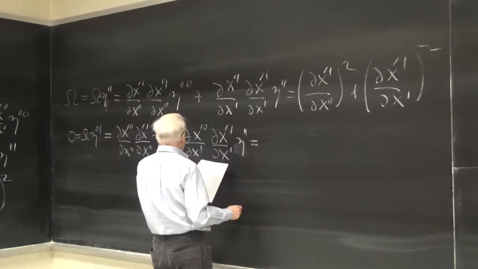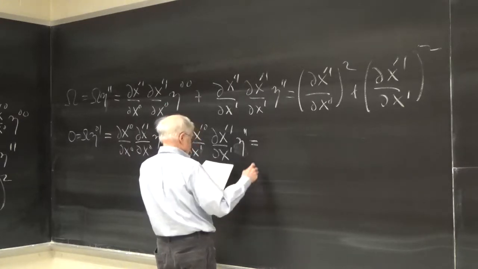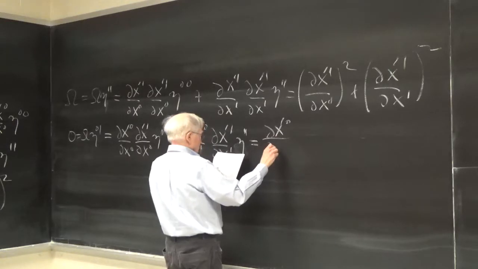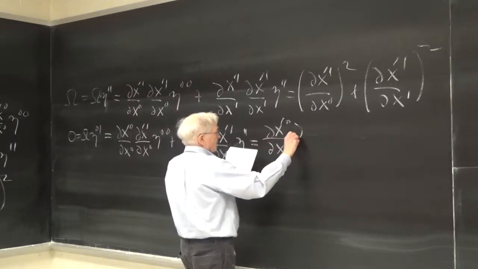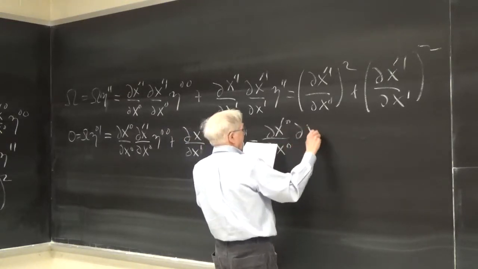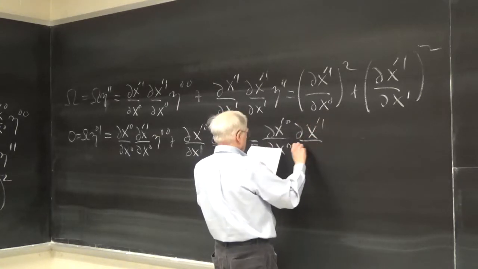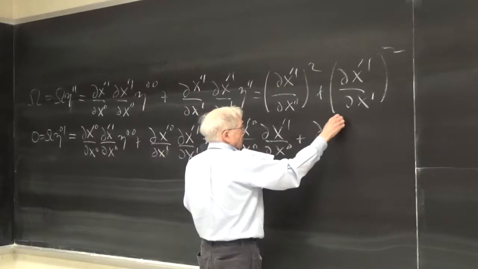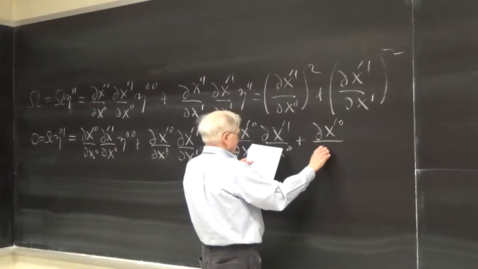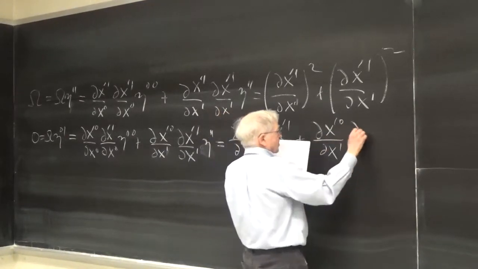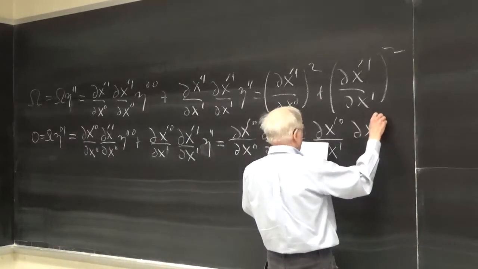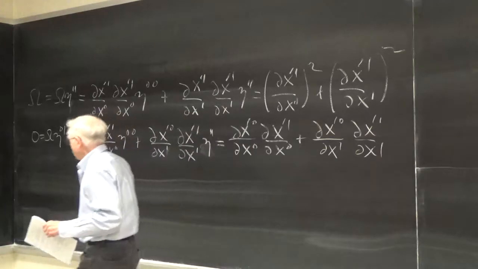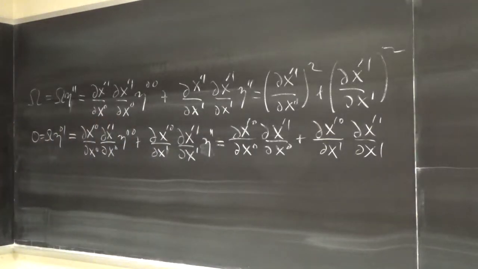And this doesn't collapse very much. This just gives us partial x prime 0, partial x 0, partial x prime 1, partial x 0 plus partial x prime 0, partial x prime 1, partial x 1. If you do the 1, 0 instead of 0, 1, you don't get anything new.